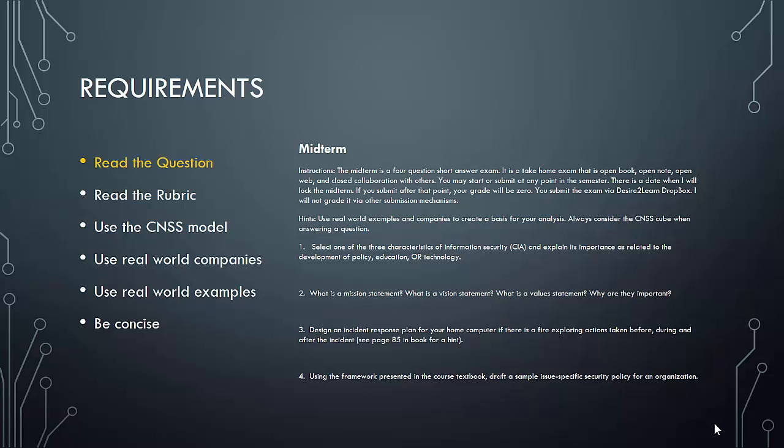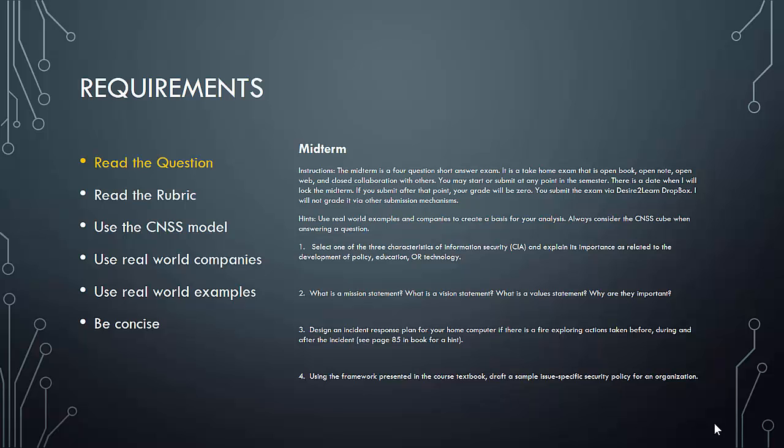So when you look at the first question, there are 3 characteristics of information security: confidentiality, integrity, and availability. That's what that CIA stands for. You need to explain the importance as it relates to the development of policy, education, or technology. So you've got to select one of the CIA components. You've got to select either policy, education, or technology. And you've got to relate the two together. There's kind of implied in that you want to define what they are. And so as you're looking, read that question, answer that question.